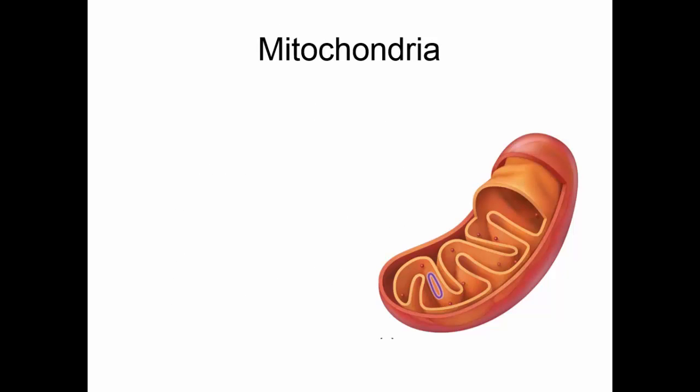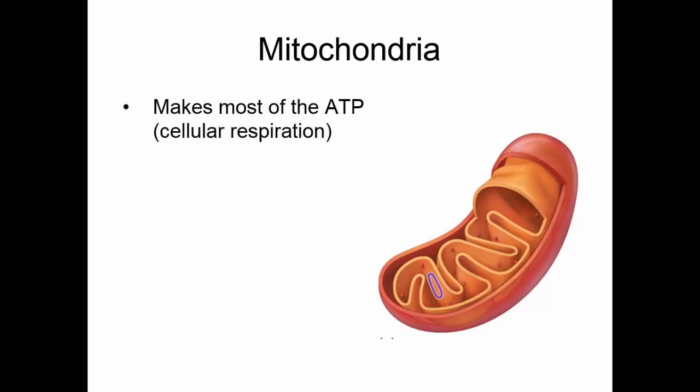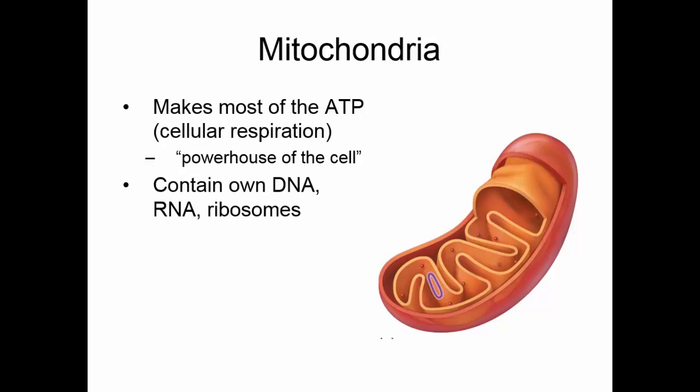The mitochondria makes most of the ATP. It's involved in what we call cellular respiration. It is sometimes referred to as the powerhouse of the cell since ATP is our energy molecule. Mitochondria are interesting because they contain their own DNA, their own RNA, and their own ribosomes. They are sort of like little subcells. We believe at one time these may have been cells that were capable of living on their own.